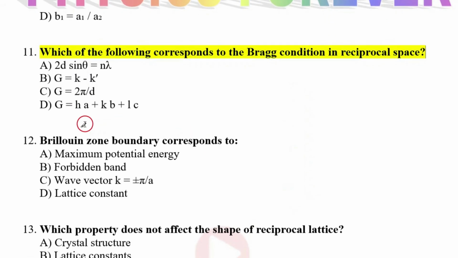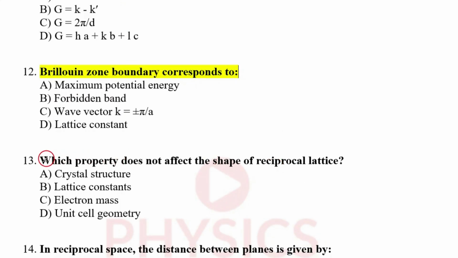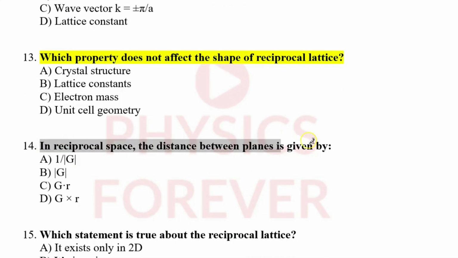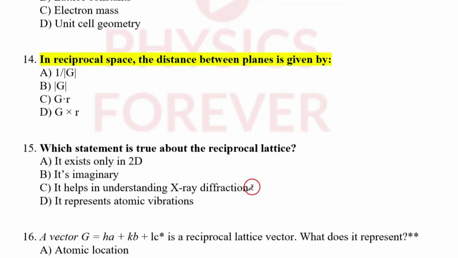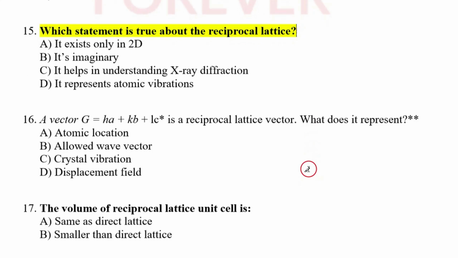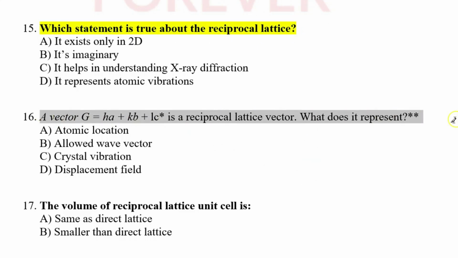Okay, then question number 12, then Brillouin zone boundary corresponds to. Question number 13, which property does not affect the shape of the reciprocal lattice? Question number 14, in reciprocal space the distance between planes is given by. Question number 15, which statement is true, that is important, true about the reciprocal lattice?